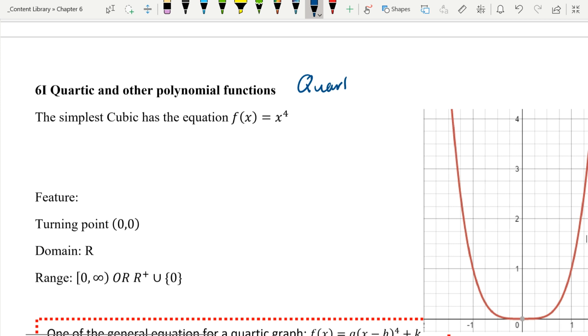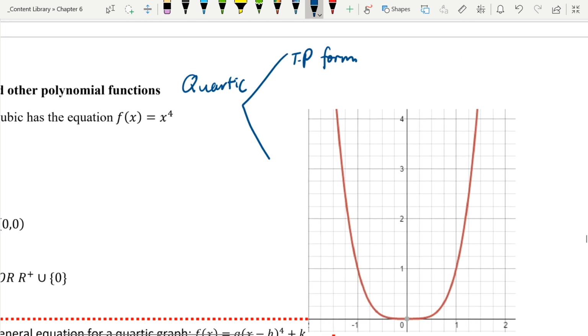same as the quadratic, we have a turning point form as well. The turning point form is almost exactly the same as the quadratic turning point form. So it's y equals a(x minus h) to the power 4 plus k. The stationary point of inflection form of a cubic is power 3, and for the quadratic it is power 2, and this one is power 4, so it's the turning point form. And the other one is the factorized form. So you need to factorize by yourself.